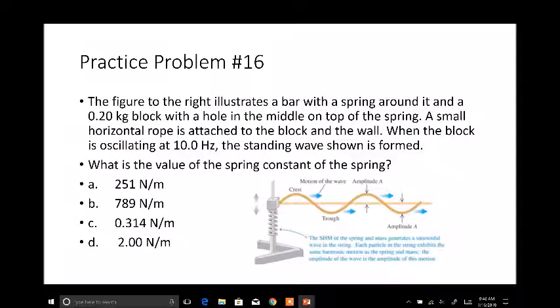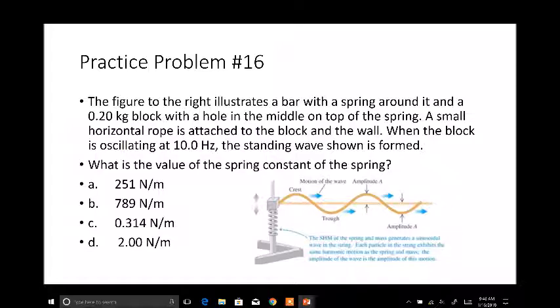All right, practice problem 16. We have a figure on the right that has a bar with a spring around it and a 0.2 kilogram block with a hole in the middle on the top of the spring. A small horizontal rope is attached to the block and the wall. When the block is oscillating at 10 hertz, we get a standing wave. What is the value of the spring constant of the spring?